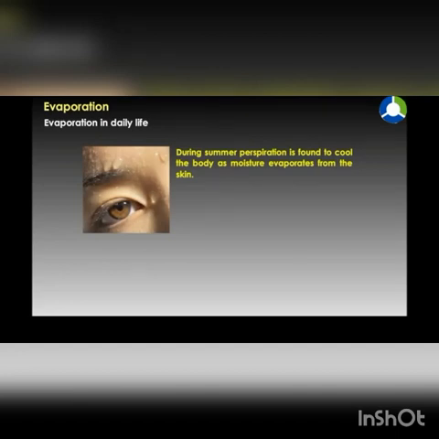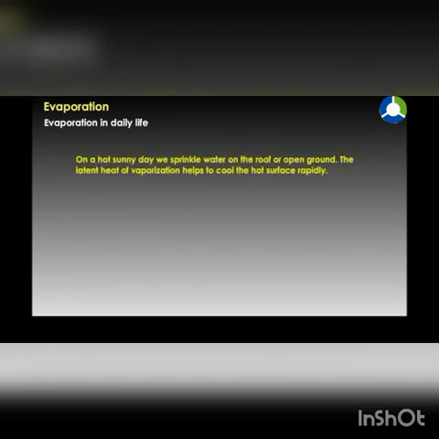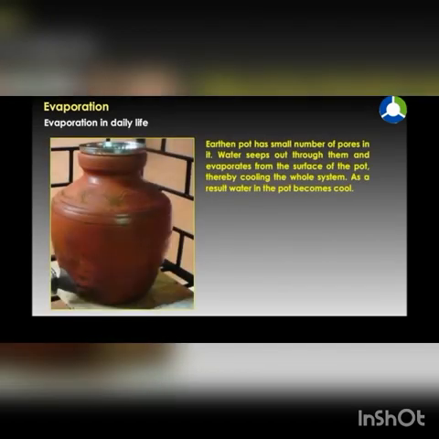Evaporation in daily life. During summer, perspiration is found to cool the body as moisture evaporates from the skin. On a hot sunny day, we sprinkle water on the roof or open ground. The latent heat of vaporization helps to cool the hot surface rapidly. An earthen pot has a small number of pores in it. Water seeps out through them and evaporates from the surface of the pot, thereby cooling the whole system. As a result, water in the pot becomes cool.